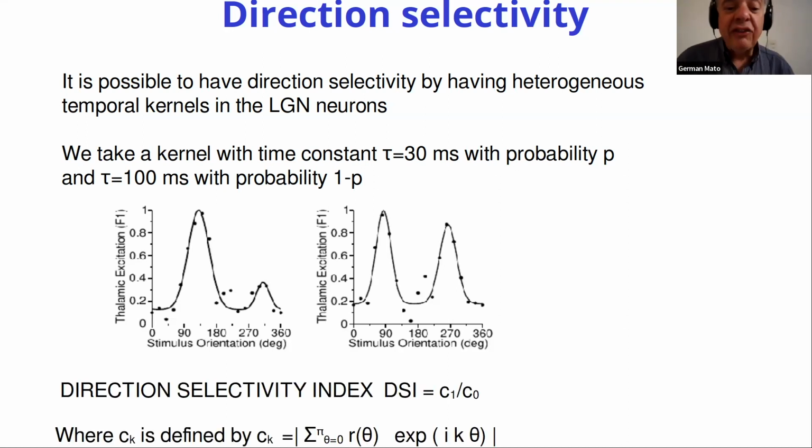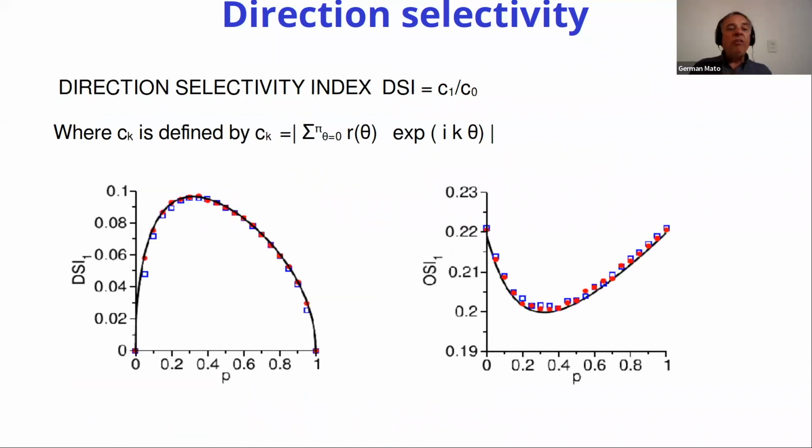We can quantify this behavior using the direction selectivity index, C1 over C0, where C1 is again defined by some Fourier transform of the tuning curve. And we find that as a function of the heterogeneity, this p, the direction selectivity index, using a purely random mechanism, can be up to 0.1. Let's observe that this leads to a small decrease in orientation selectivity index from 0.22 to 0.2.